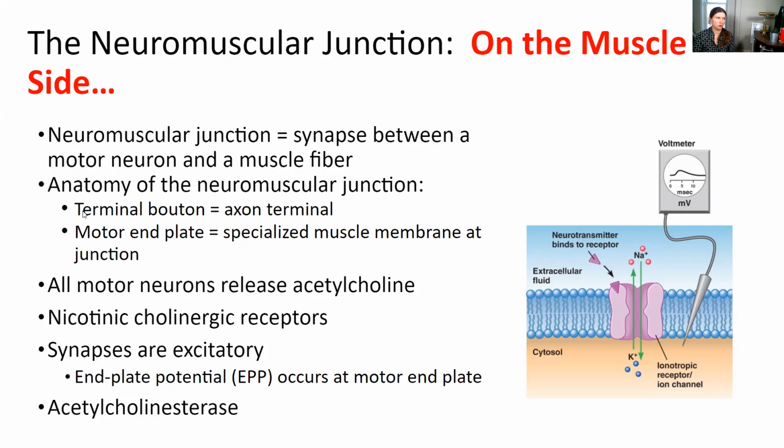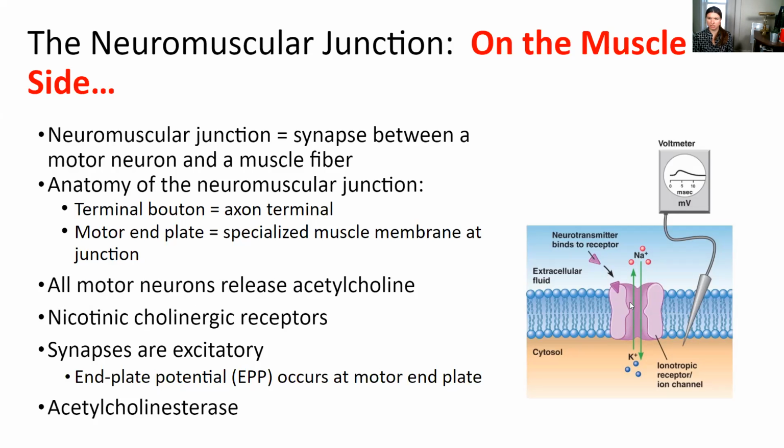Okay. So abutting our terminal bouton, right? So terminal bouton is the nerve side, the neuron side. Our motor end plate is the portion of the muscle cell that's involved in this junction. So we're going to have a specialized membrane on part of this muscle cell, on part of this muscle fiber that participates in this junction, in this synapse. Okay. So all of our motor neurons coming in are releasing acetylcholine, which means that we have cholinergic receptors on the motor end plate, so on the muscle side. Specifically, they're nicotinic cholinergic receptors.